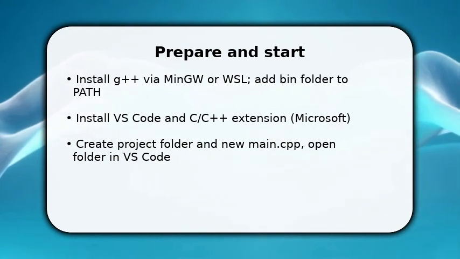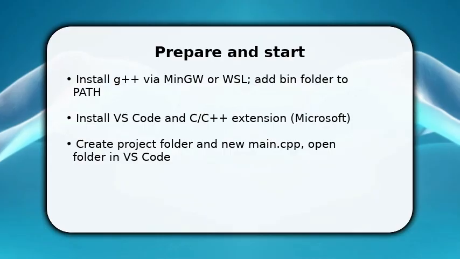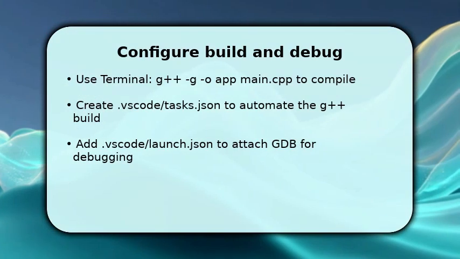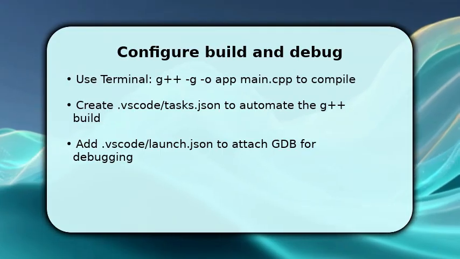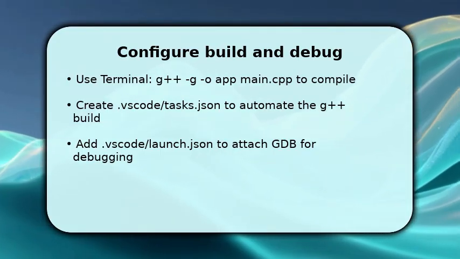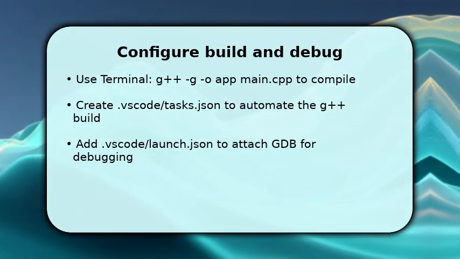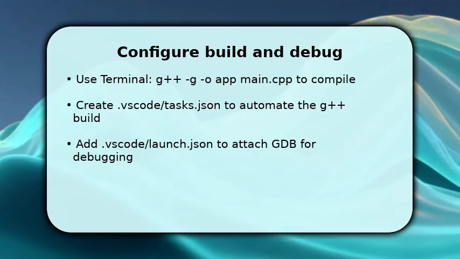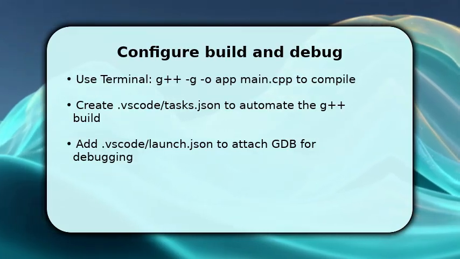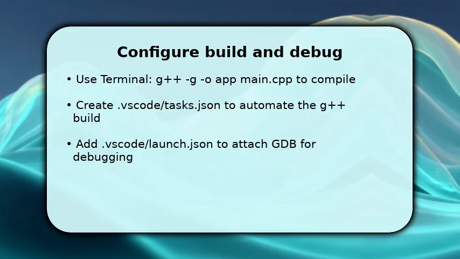Now you set up the commands that actually build and debug. Open the integrated terminal and try g++ -g -o app main.cpp, this compiles with debug info so breakpoints work. Then make a tasks.json that runs that g++ command automatically on build. Tasks save time and prevent typos.